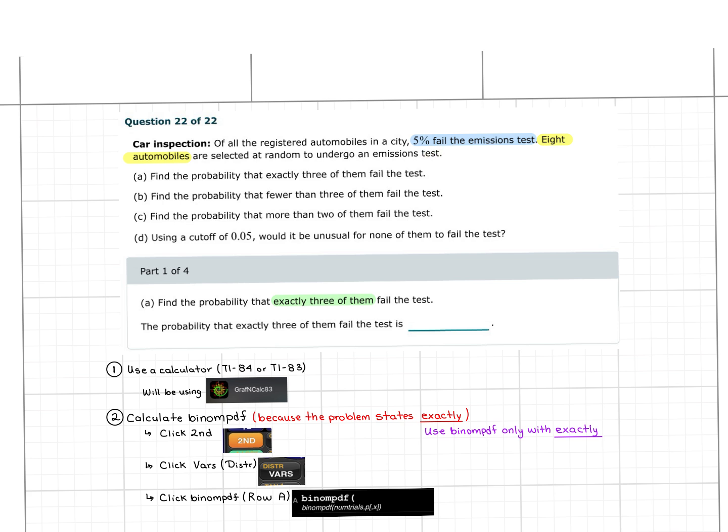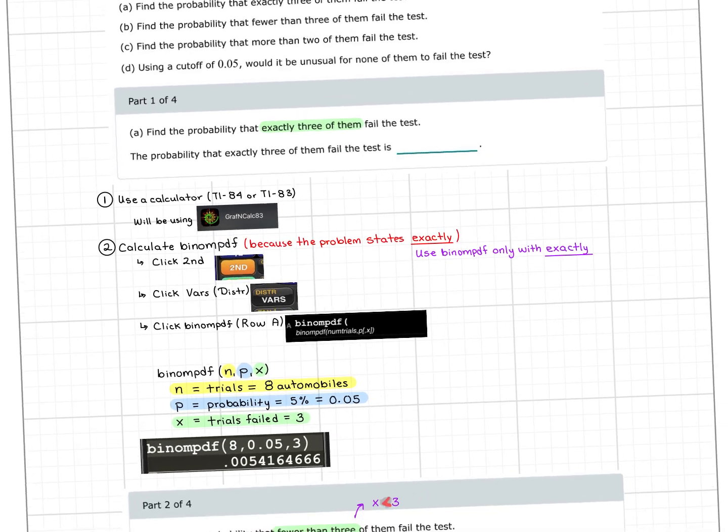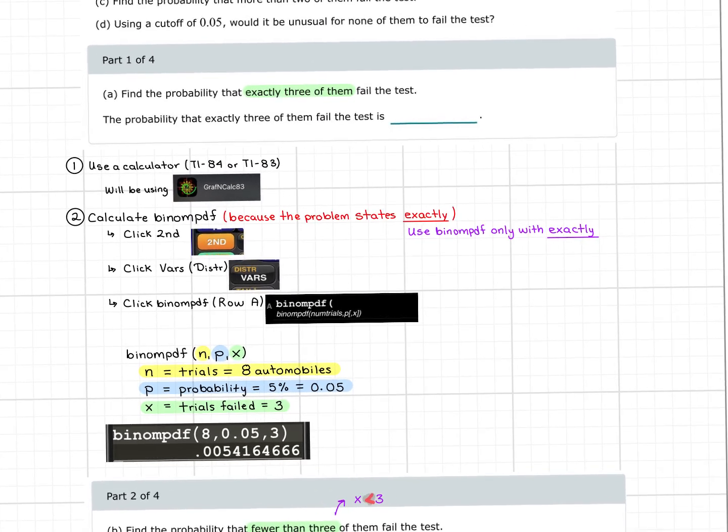All right. Okay. So for part A, notice they say what's the chance of exactly 3 of them failing. So because of that, we're going to use, let me get my highlighter here, the binomial PDF because it's exactly 1. We're just looking at only one probability.